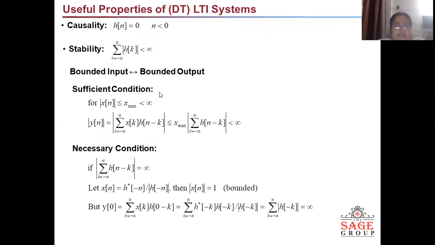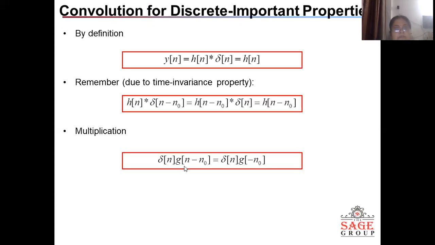These are the sufficient conditions for the discrete time LTI system, and this is the necessary condition for the LTI system. So here x[n] should be less than x max, which should be less than infinity. So if we bound it, this is the important condition, the sufficient condition for the discrete time LTI system, that its output response should lie between these ranges. Now the necessary condition: if the summation over k from minus infinity to plus infinity of the modulus of h[n-k] is finite, this is the necessary condition.